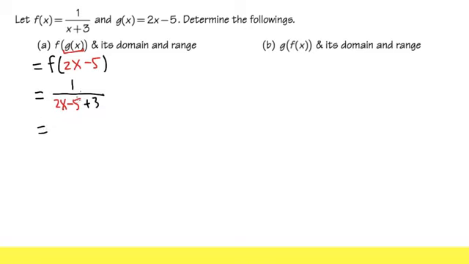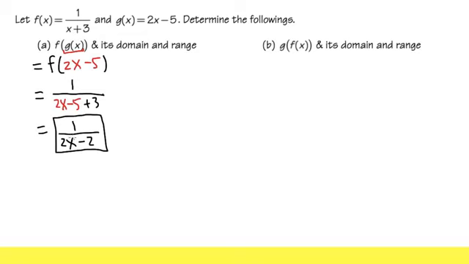And then, of course, we can just work this out. This is 1 over 2x. Negative 5 plus 3 is negative 2. So this right here is what we have. All right? And you see, this is the fraction situation. We have the x on the bottom.